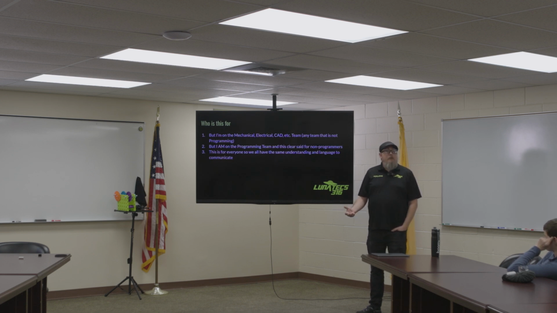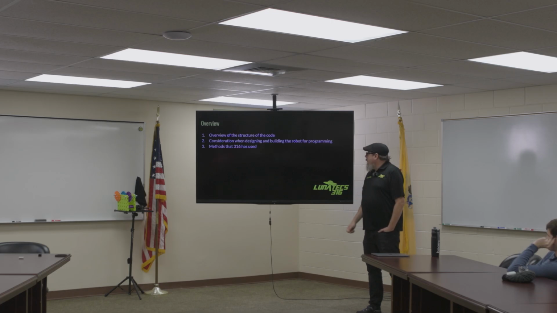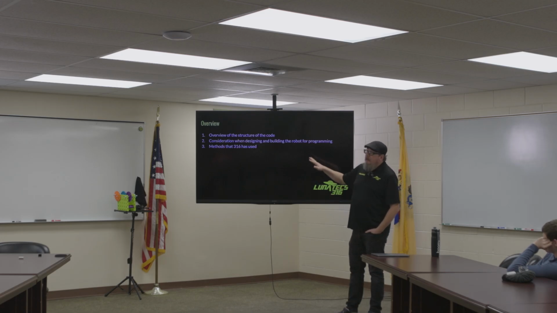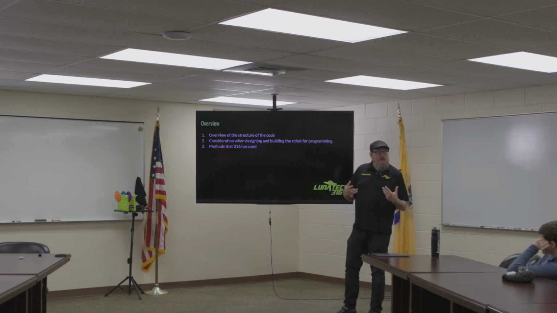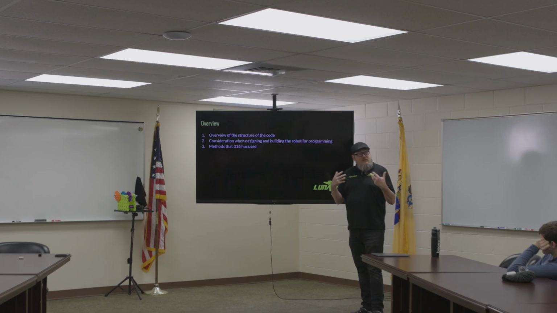And that's very important because if you want your mechanisms to do what they're supposed to do, if you want the robot to perform the way you think it should perform, we need to communicate as a team to get that done. So, I'm going to go over kind of how we structure the code, which I think is important to understand because that's how we see the robot. So the way we see the robot is very similar to the way you see the robot with some minor differences. I want to talk about considerations when designing and building the robot for programming, okay?